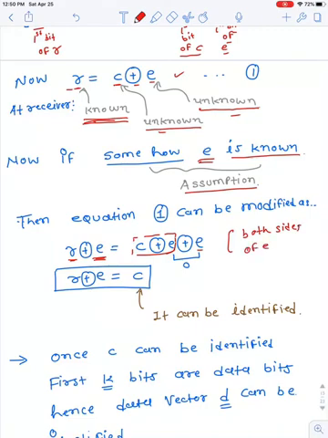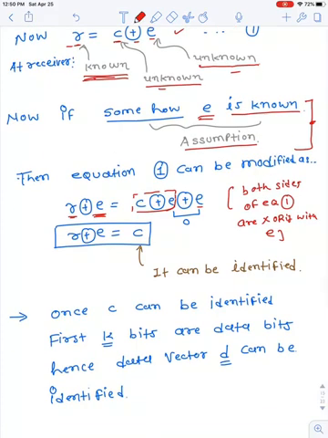Both sides of equation 1 are XORed with E. But this is an assumption. We don't actually have E at this stage, but if E is known and we do the XORing at both sides, then E and E would give 0. So you are getting C back on the right side, and on the left side R XOR E gives C. So now you can identify C. But the requirement here is that E should be known.